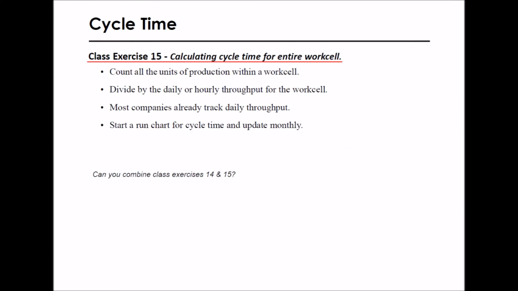For class exercise 15, the operators will calculate the cycle time for an entire work cell. They will count all the units of production within a work cell and divide by the throughput for the work cell. Start a run chart for work cell cycle time and update monthly.